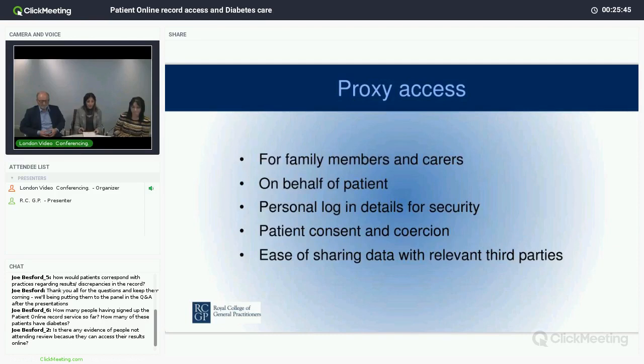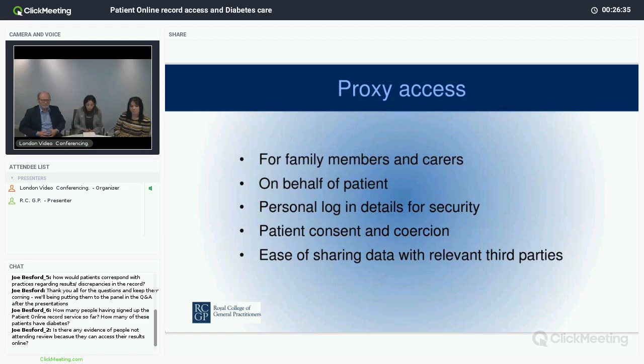And I'm just going to finish with a slide on proxy access. So proxy access is when someone else is asking for online access for a patient because they're acting on behalf of that patient. So it's usually for family members or carers, or anyone who has legal responsibility over that patient and their welfare. If a patient's carer is applying for proxy access, they will need to have personal login details for security reasons. They don't necessarily need to be a patient of the practice to gain this access, but they do need permission from the patient to get access to that patient's notes.